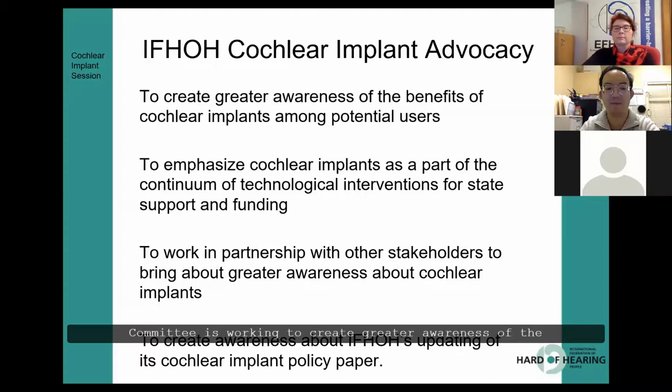We also have another committee, which is our overall advocacy and project committee. And this committee is working to create greater awareness of the benefits of cochlear implants among potential users, and to emphasize cochlear implants as part of the continuum of technological intervention that should be given support and funding. We will be working together with other partners. There are some other movements afoot to create greater awareness, and we are part of that initiative. And we also want to make sure that we create awareness about IFHO's updating of its cochlear implant policy paper.